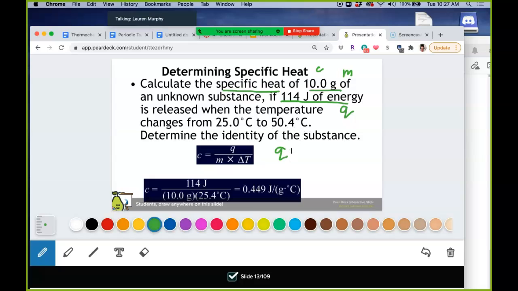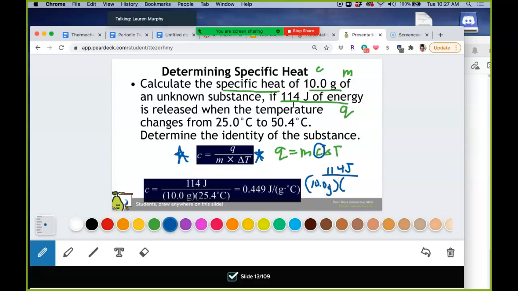So Q equals mc delta T. You're asked to solve for specific heat, so you rearrange and divide both sides by m delta T, and so this is the equation you just plug and chug into. So Q is 114 joules. The mass was 10 grams.